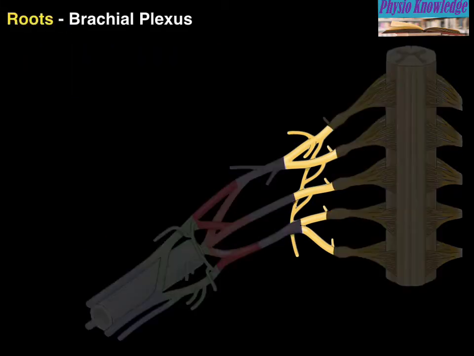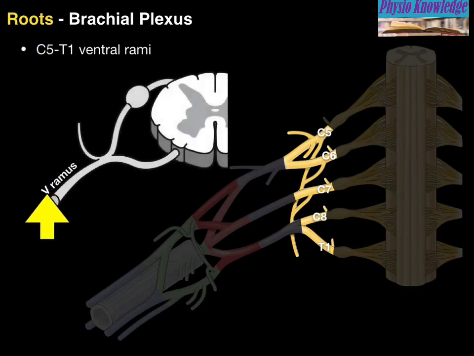Now let's start with the roots. The roots of the brachial plexus are really another way of saying the C5 to T1 ventral rami: C5, C6, C7, C8, and T1. So the roots of the brachial plexus are the same thing as the ventral ramus at each of those segmental levels. Not those roots, those roots. Thank you, anatomists, for making that so confusing.